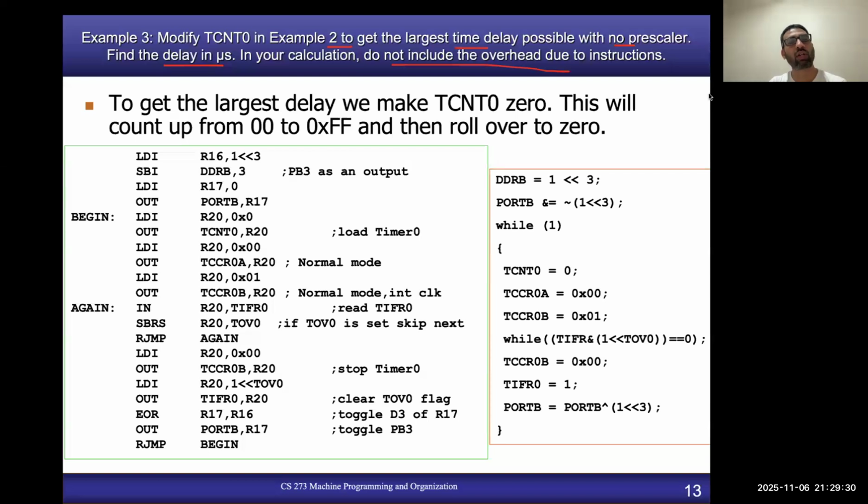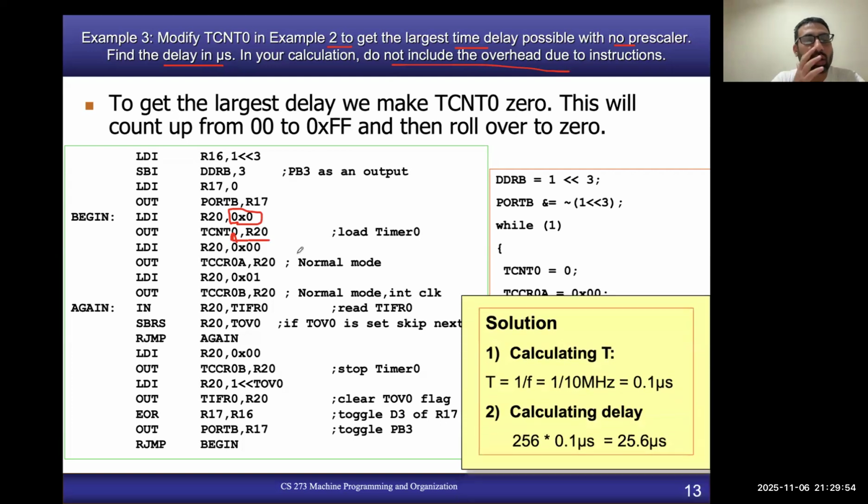So we are interested in finding the maximum delay generated only by putting the value in the timer register. What we can do is, in TCNT0, put the minimum value. So we are putting 0 in R20, and then writing R20 to TCNT0. Everything else is the same. So now it will take much longer for the overflow to happen, right? So how can you find the delay?